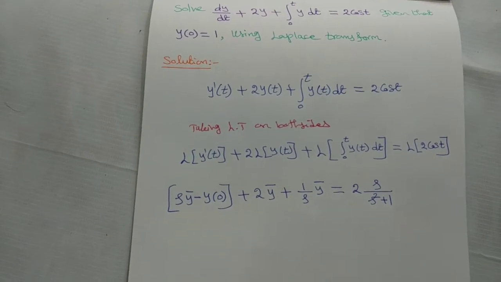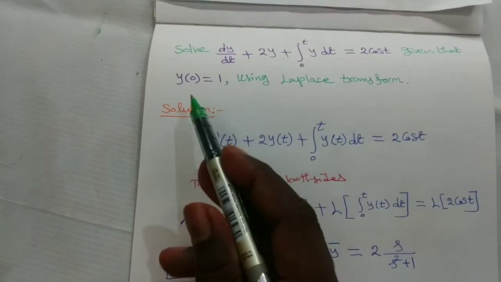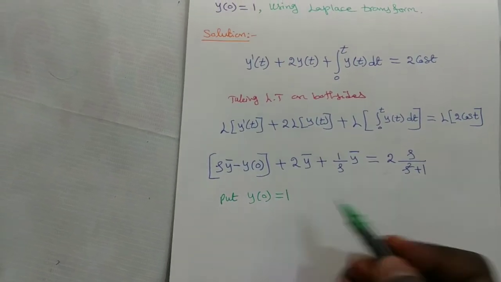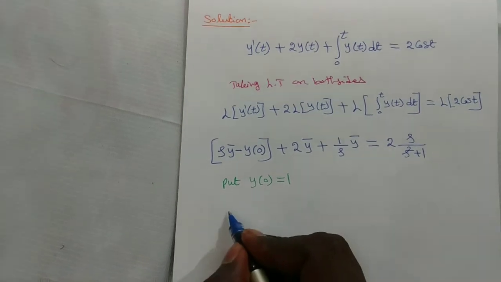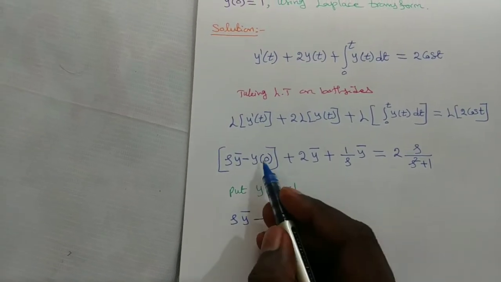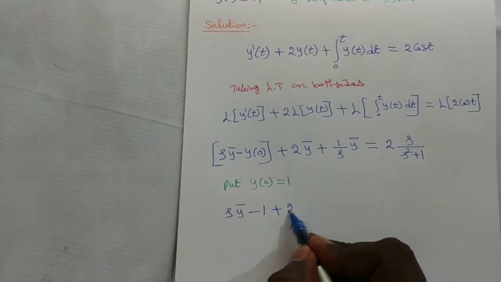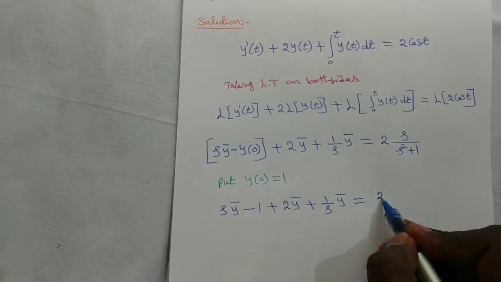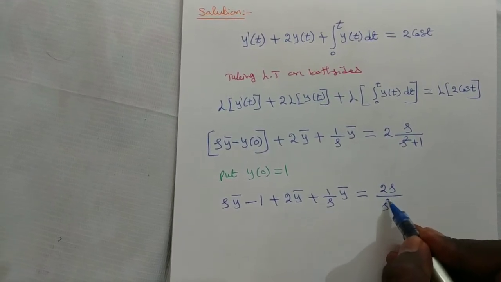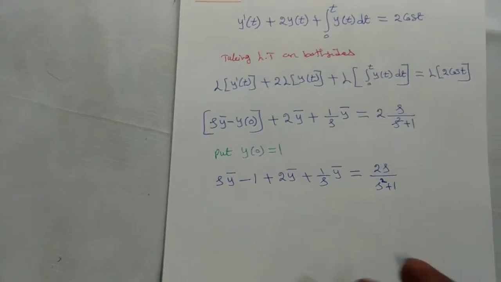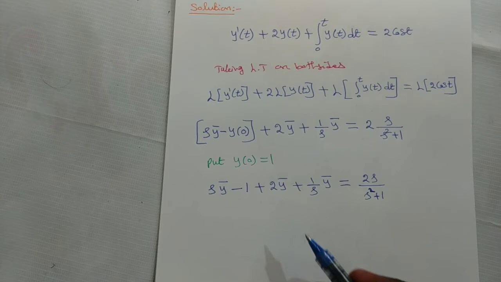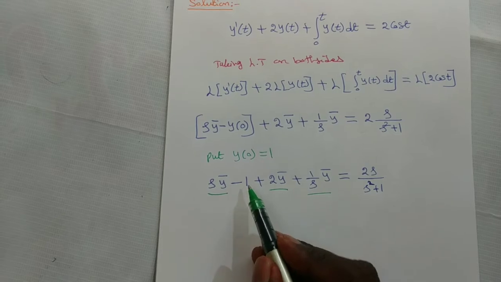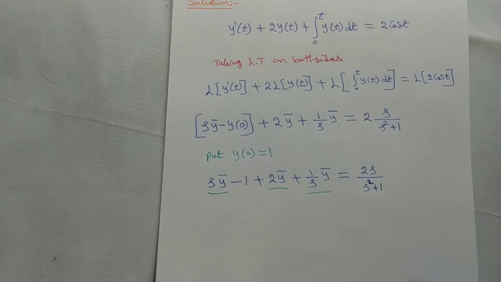Now here I am going to substitute the given condition, y(0) = 1. So put y(0) = 1 in the above equation, so that s y bar minus 1, plus 2 y bar, plus 1/s y bar, equals 2s/(s² + 1). Now, as I told you, I want to find the y bar term. The y bar terms are this, this and this. Only one term does not have y bar, so this term can be taken to the right hand side.